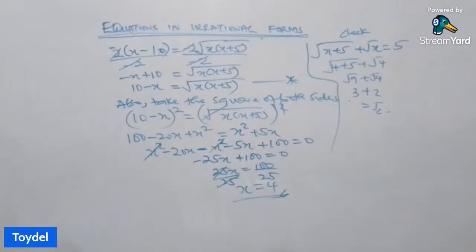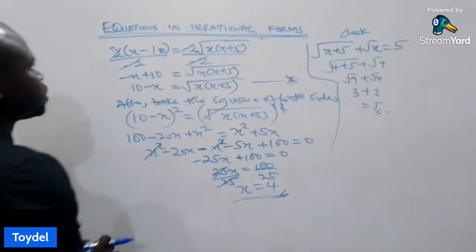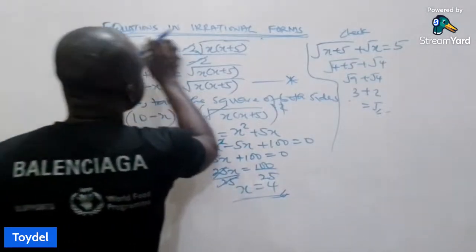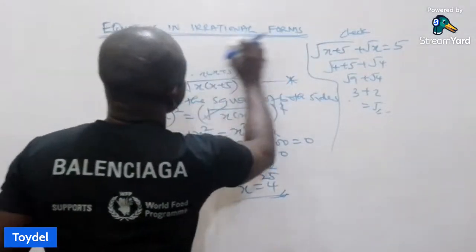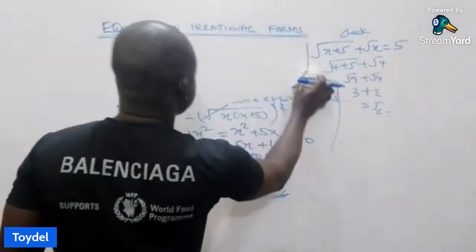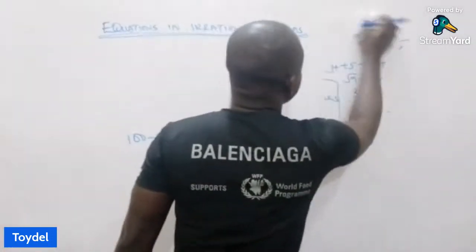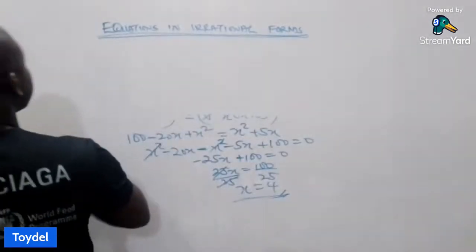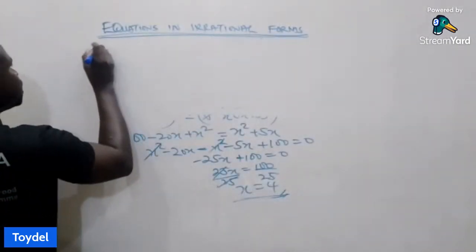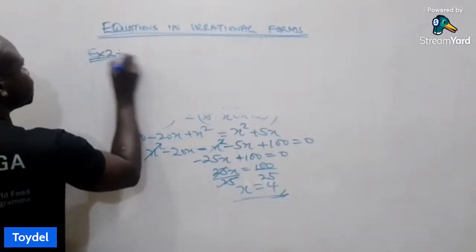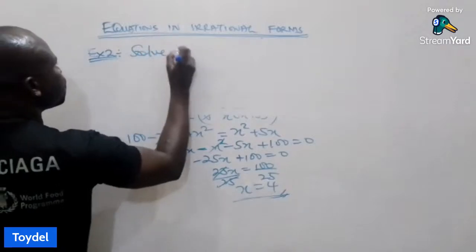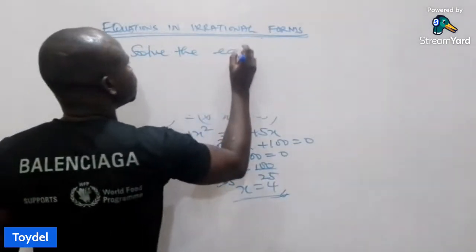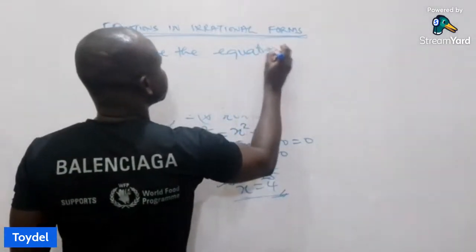So this is how to solve equations in irrational form. Let's take one more example. Probably I'm going to write 3 or 4 examples of exercises on the board that you try to solve. So example 2, solve the equation.